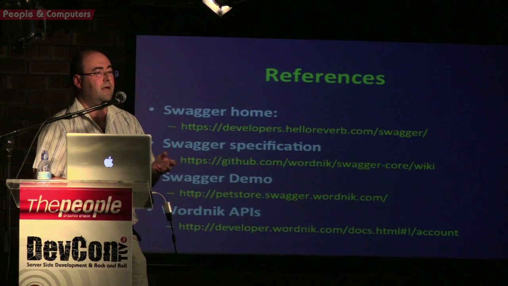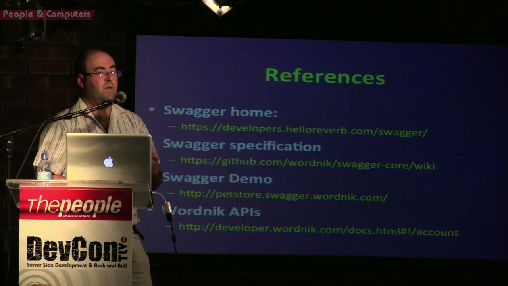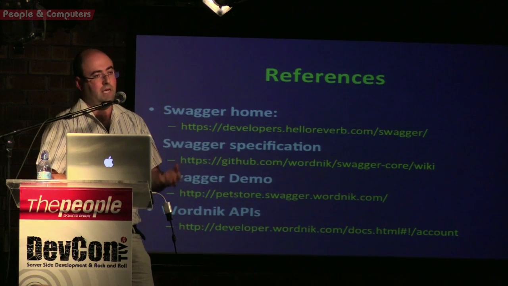There is a Swagger pet store demo online, and you can just play with it. And there are some real-world implementations with Swagger, and one of them, of course, is the Wordnik API. And there are many more.